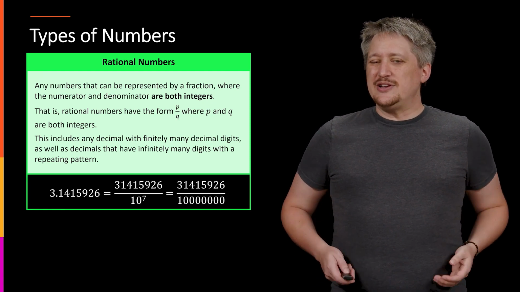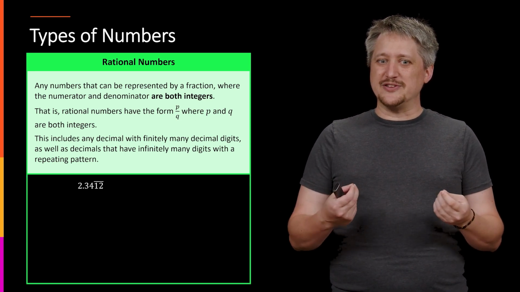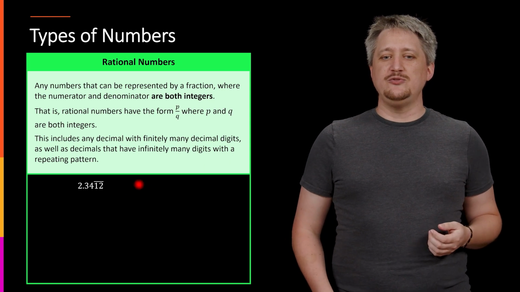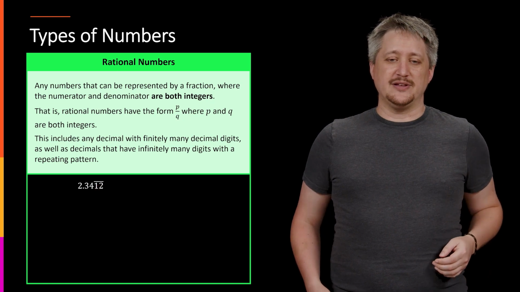The slightly trickier version is that infinite number of decimal places, but with a repeating pattern. So for example, we could have something like this, 2.34, and then 1, 2 repeating, right? That's what the bar over it means.